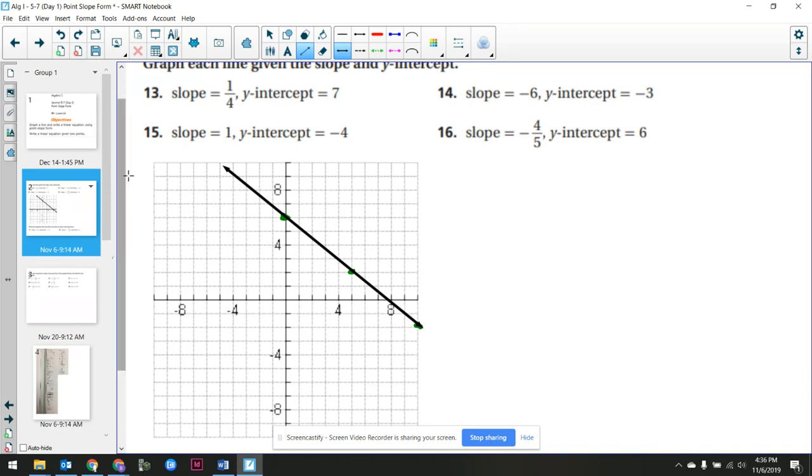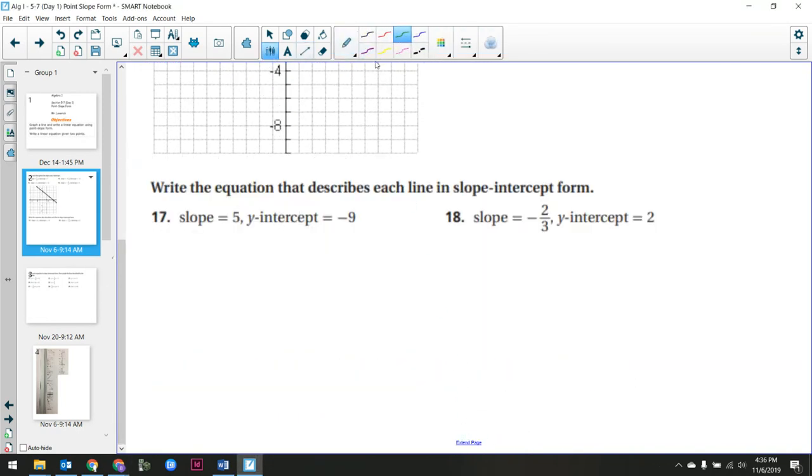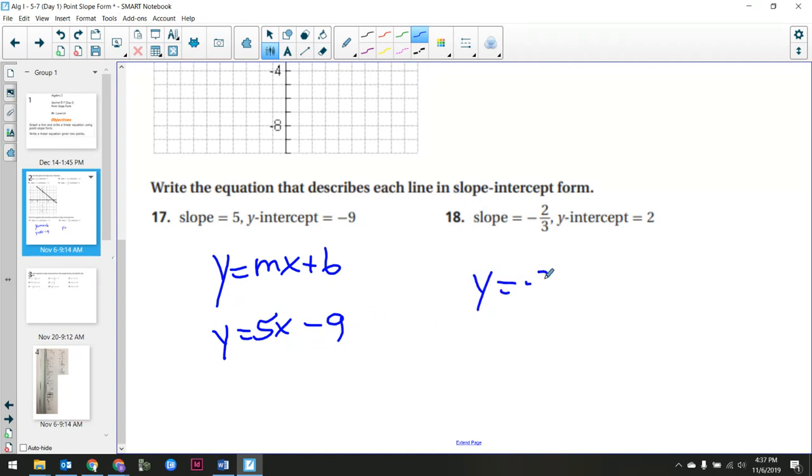Let's take a look at 17 and 18 real quick. All right, so just to write the equation here, this would just be y is equal to mx plus b again, where m is 5 and b is -9. So y is equal to 5x minus 9. Again, don't do plus a -9. Number 18, y is equal to -2/3 x plus 2. Good. Hopefully we didn't have any issues on that.